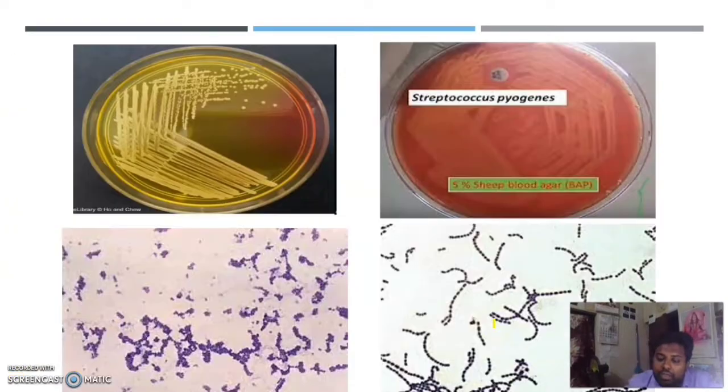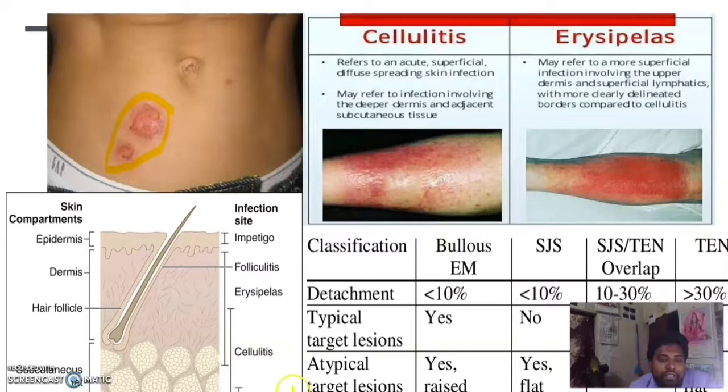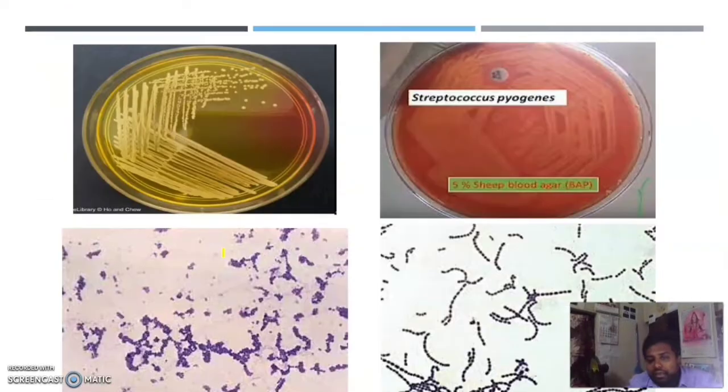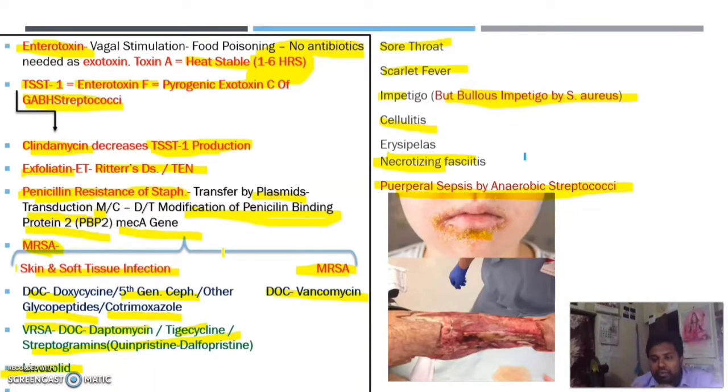So I will show you according to layers. Up to the epidermis, that is impetigo. Then if the hair follicles are involved, that is folliculitis. That is different; that is caused by Staphylococcus, not usually by Streptococcus. Erysipelas is a dermis infection up to the subcutaneous tissue. If the infection penetrates the whole subcutaneous fat and reaches the fascia and muscles, then that is necrotizing fasciitis. Before that, over that, that is cellulitis.